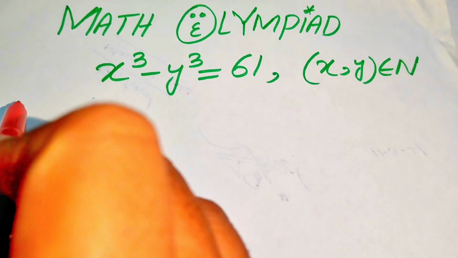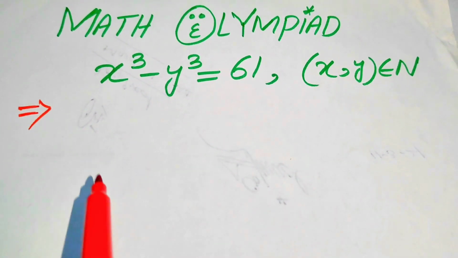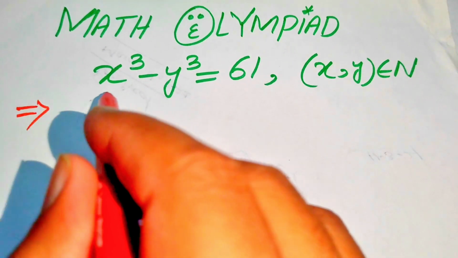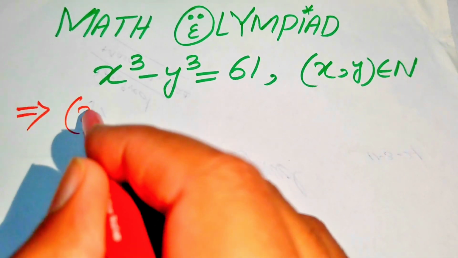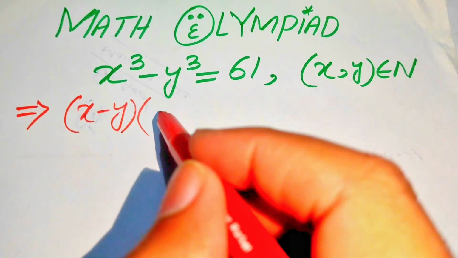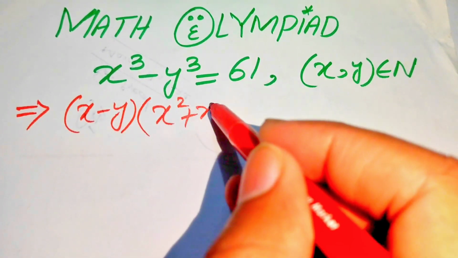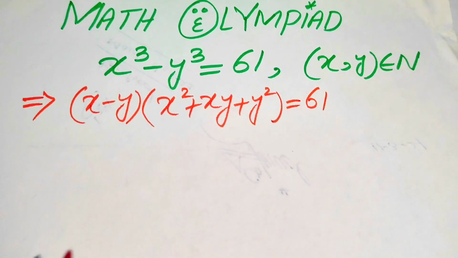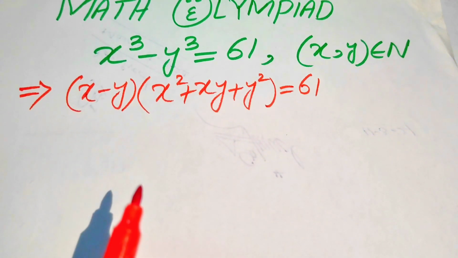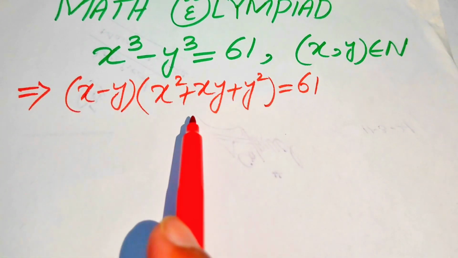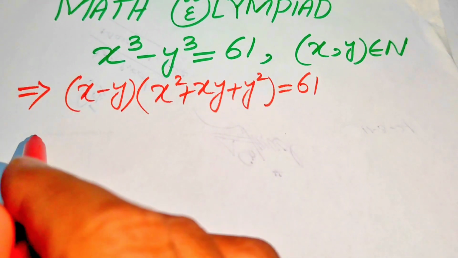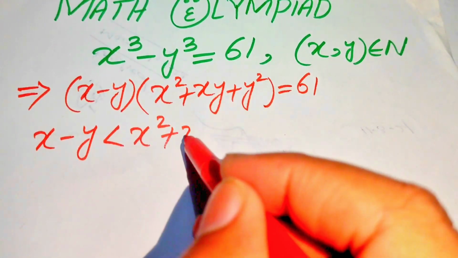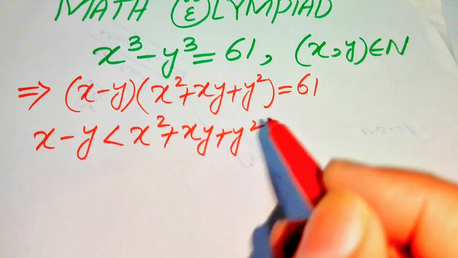So the very first step we are going to do is use the nice cubic formula, and you know about this formula. We have x cubed minus y cubed equals (x minus y) times (x square plus xy plus y square) equals 61. Now we define the relation between these two factors, and we know that the factor x minus y is always less than x square plus xy plus y square.